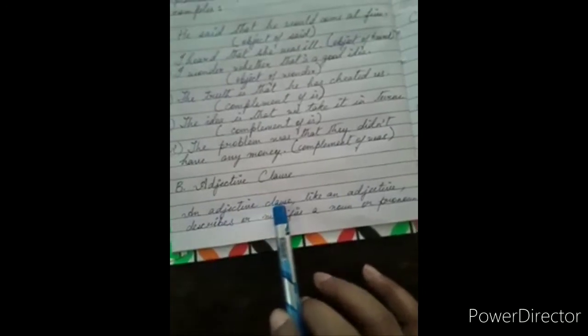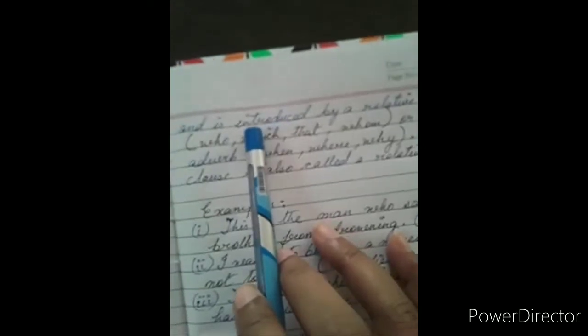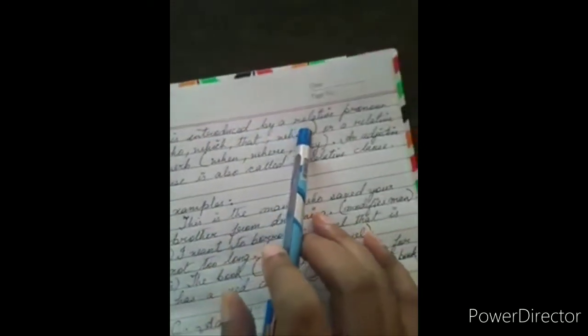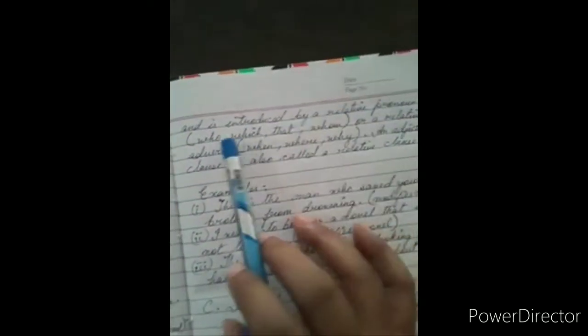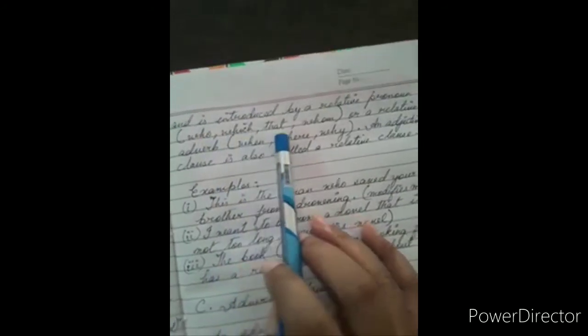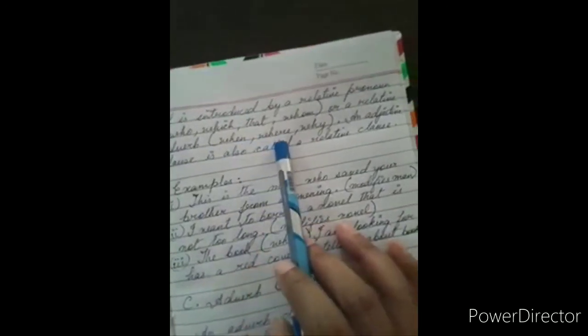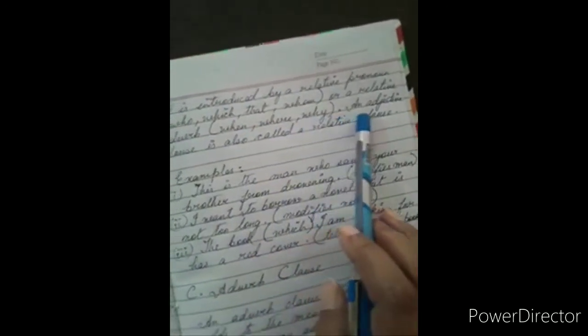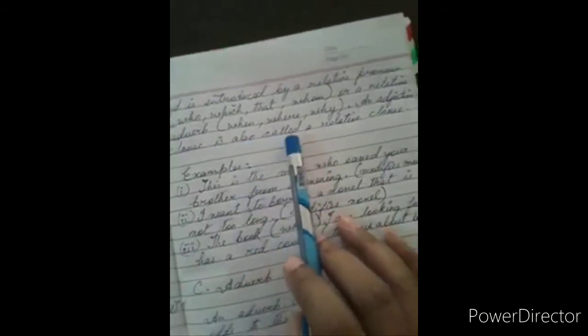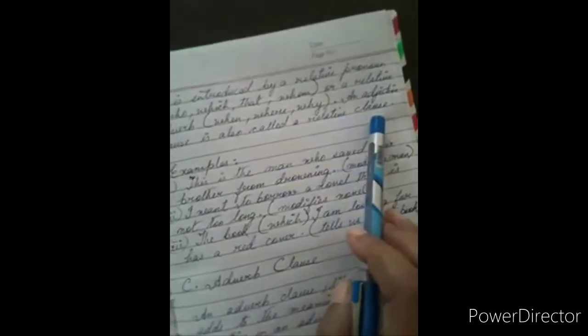Now the next one is adjective clause. An adjective clause, like an adjective, describes or modifies a noun or pronoun and is introduced by a relative pronoun who, which, that, whom, or a relative adverb when, where, why. An adjective clause is also called a relative clause.